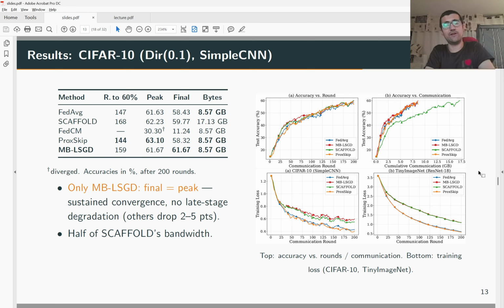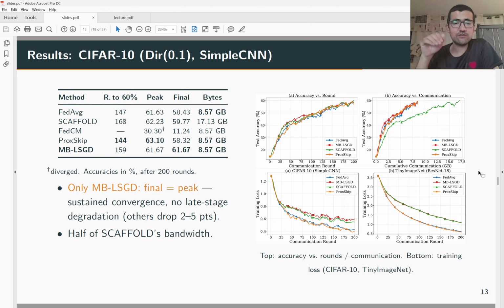Here are the CIFAR-10 results. Let me be upfront about the speed column. ProgSkip is the first to reach 60% accuracy at around 144. FedAvg follows at 147 to 148. And we get there at 159. SCAFFOLD at 168. So we are not the fastest out of the gate.